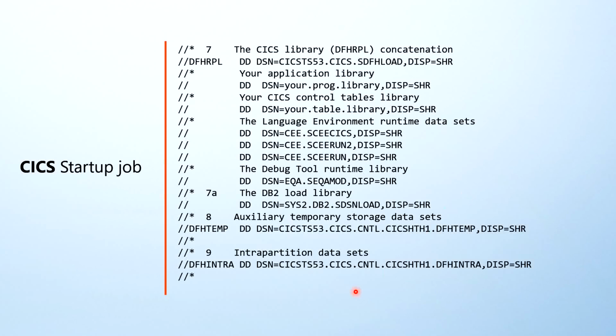Okay, and if you are interested in creating TDQs, then auxiliary TDQs. You don't have main memory TDQs, so only one type, that is auxiliary, is possible. So they all come and sit under this data set, that is DFHINTRA.